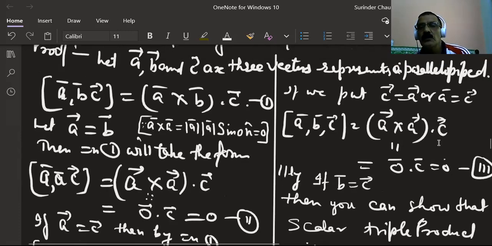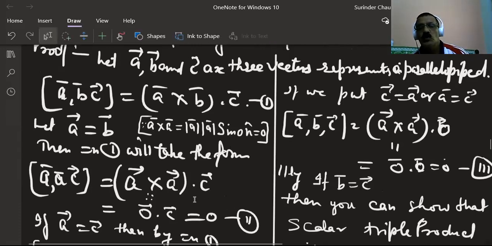C is equal to A. So that there will be some mistake. This must be equal to, it should be B. A cross A dot B. A cross A is equal to 0 and this is again equal to B vector. So this is 0.